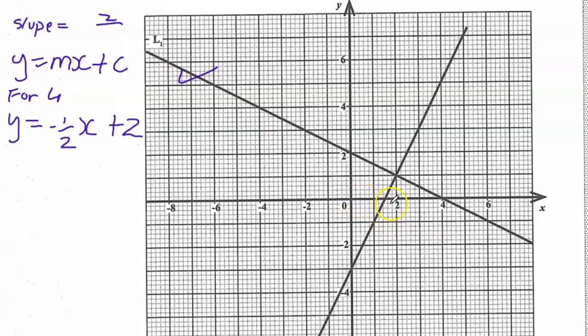The run here is 4. So we use this as the rise, this as the run, 4. But negative, since the graph, the slope, is falling.